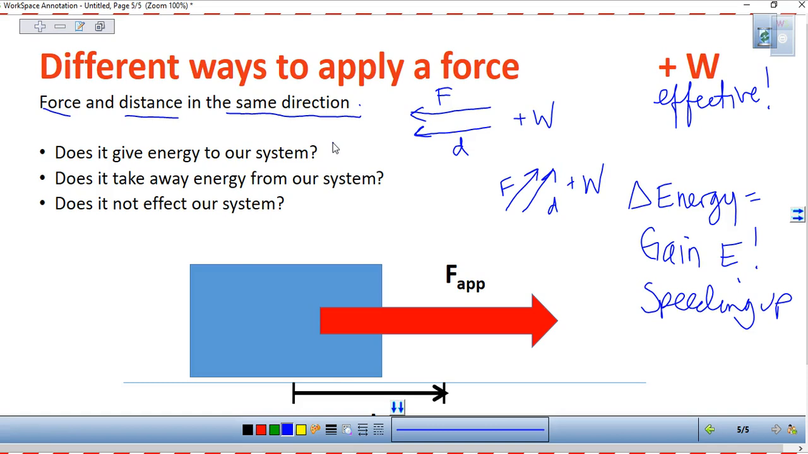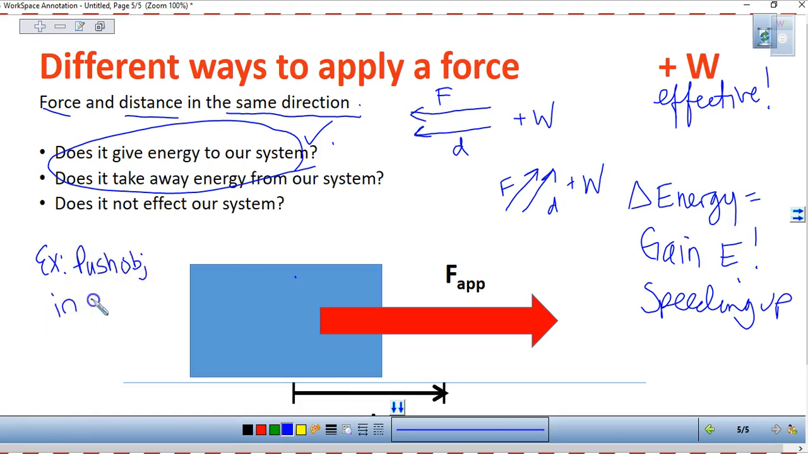I guess I do this as a choice, so your 3 choices, it's this one, gives energy, the first one, like that. So that's positive work. The biggest example of positive work is just pushing an object in the same direction as you intend. Intend. There we go.